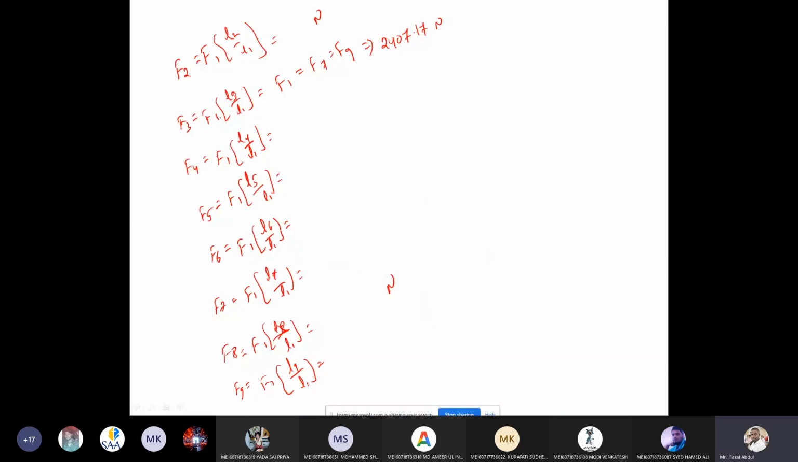So F1, we calculated F1, F3, F7, F9. F7 and F9 are already calculated. Now, if we calculate F2, we will get the F8 value. Now, if we calculate the F4 value, we'll get the F6 value.